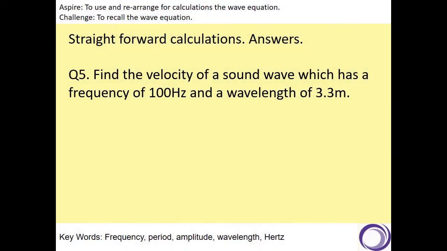So, first question, pretty straightforward. We've got the frequency 100 Hertz and we've got the wavelength 3.3 meters. So we write the equation down, V equals F times lambda. So that's 100 times 3.3. Gives us 330 meters per second.